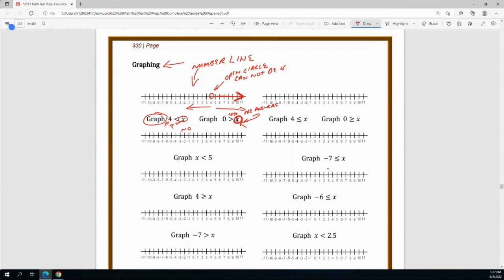I go to 0 on the number line, and what do I put? Open circle. Why do I put an open circle? Because they cannot be 0. That's because that's what that symbol says. Now I draw a direction arrow. The answers are less, right? So I'm going to draw an arrow that faces to the left, because all of these numbers are less than 0. These are greater.